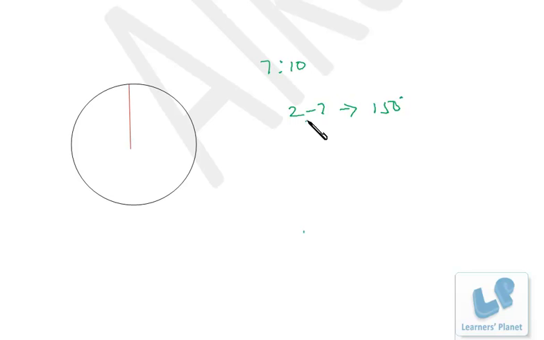The difference between the minute hand and the hour hand: the minute hand is at 2, the hour hand is a bit ahead of 7. So from 2 to 7, 5 hours, 1 hour is 30 degrees. So 5 hours is 150 degrees, very easy. Then if 1 hour is 30 degrees, that means 60 minutes is 30 degrees, that means 10 minutes is 5 more degrees. Okay, so the angle between the hands at 7:10 is 155 degrees. Similarly, you can do various other examples. Okay, so I hope you are clear with this pattern.